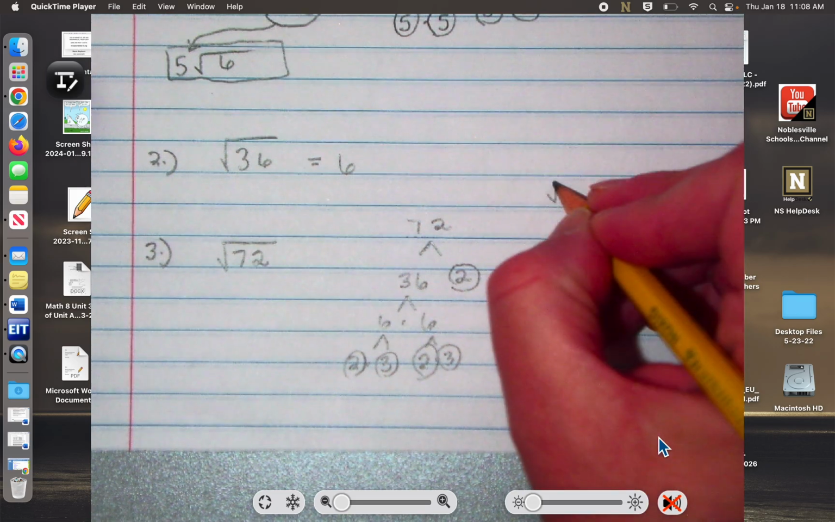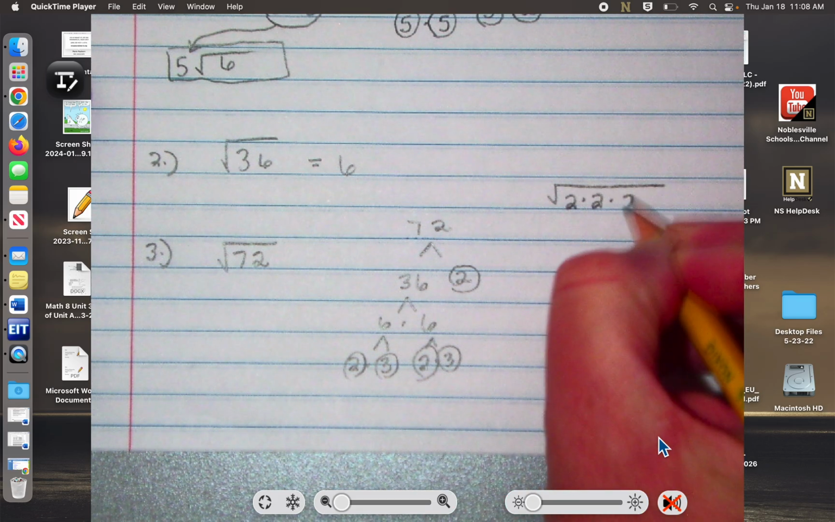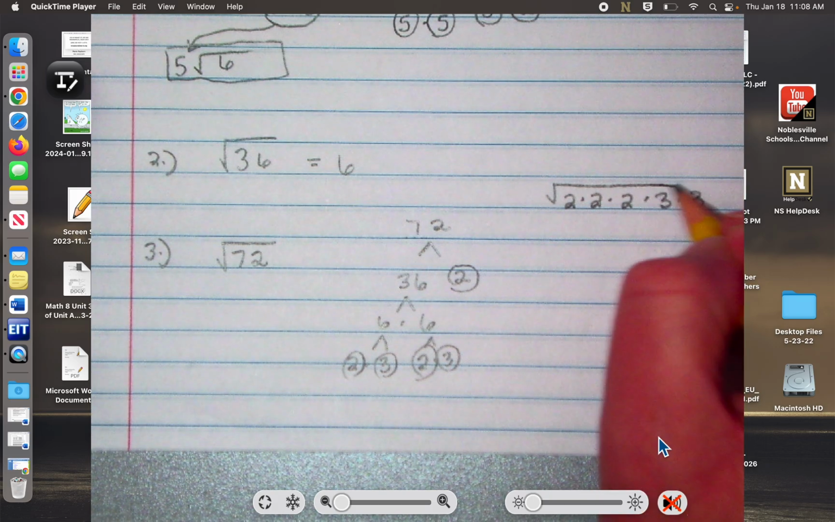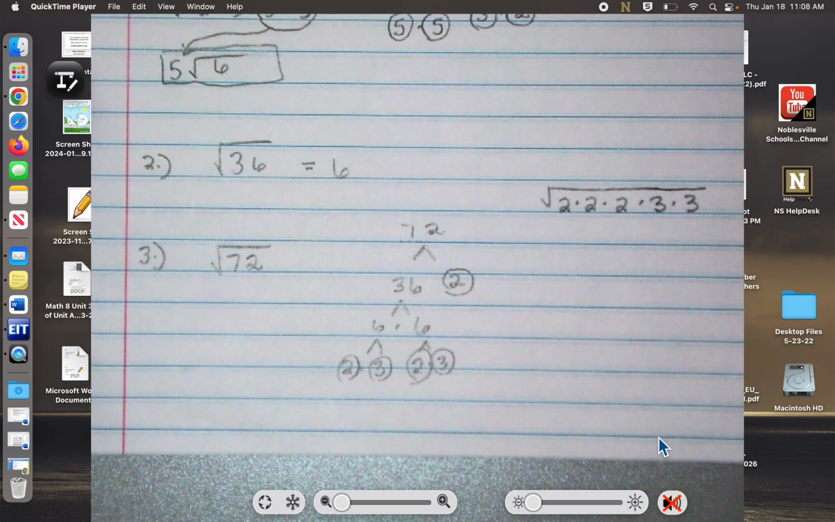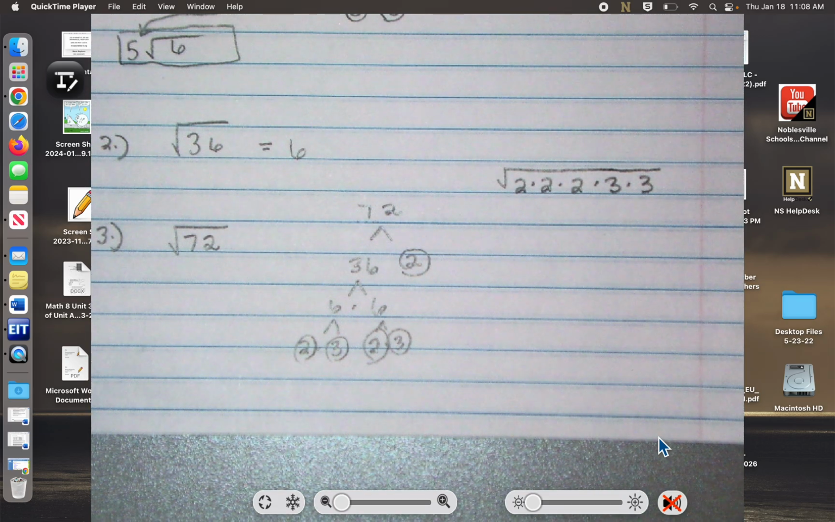So I'm going to rewrite this as 2 times 2 times 2 times 3 times 3. Does the smaller number have to be first? Always, yes, least to greatest. Yep, you want to have a system.